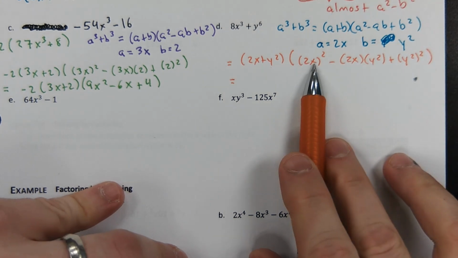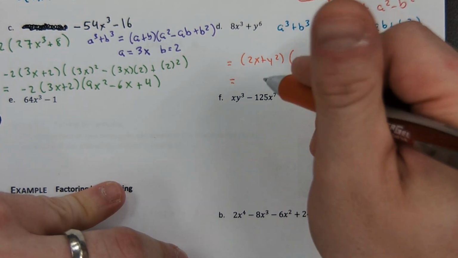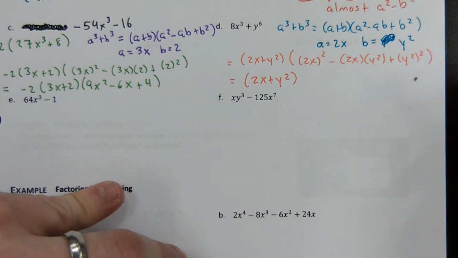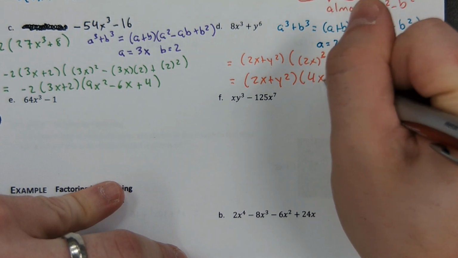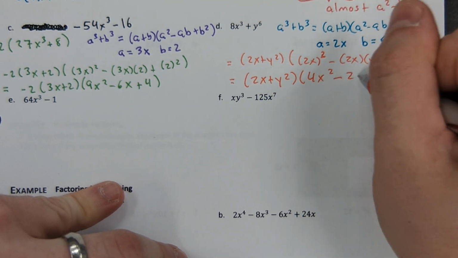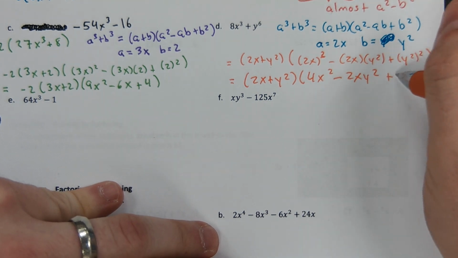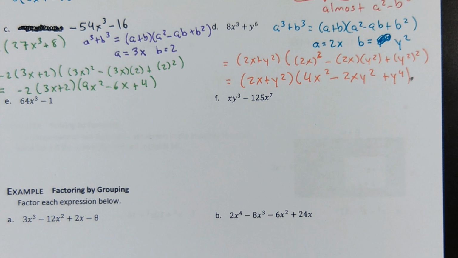And since this is a true x squared quadratic, this will not factor. But 2x quantity squared means 2x times 2x. That's going to give us 4x squared minus 2xy squared. And power to power, you multiply. Finito.